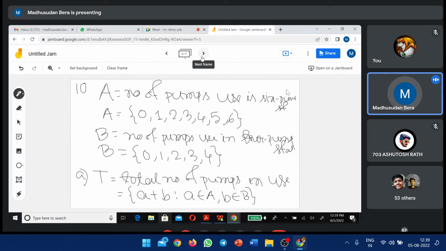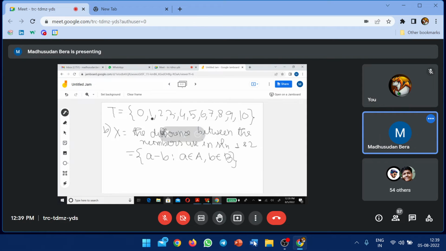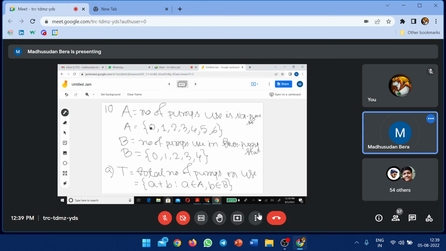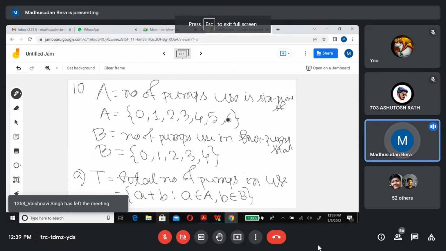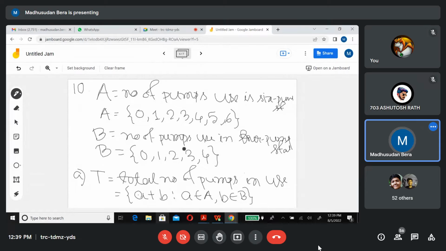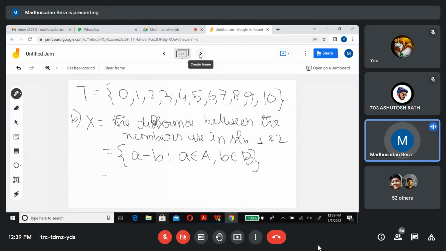So whenever we do A minus B, the minimum value will be 0 minus 4, which is minus 4, and the maximum value will be 6 minus 0. That's why it will be minus 4 to 6. So X varies over minus 4, minus 3, minus 2, minus 1, 0, 1, 2, 3, up to 6. That is the difference between the numbers of pumps in use at station 1 and 2. Is that okay? Yes, sir.